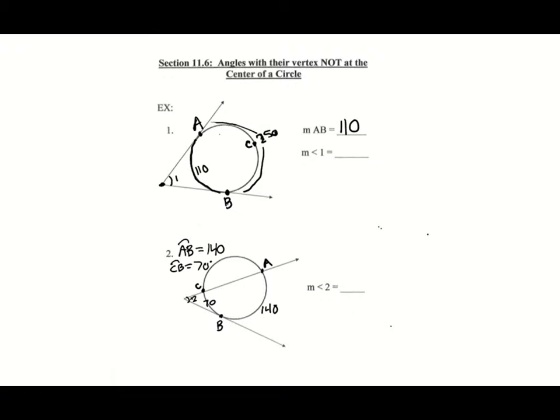So if we want to figure out what the measure of angle 1 is, we need to use our equation from 11.5. Our equation for an angle with a vertex outside our circle is the angle is equal to the arc minus the arc over 2. So if we take our larger arc in this case, which is 250, minus our smaller arc, which is 110, and divide that by 2, we get 140 divided by 2 is 70. So our angle 1 in this case is 70 degrees.